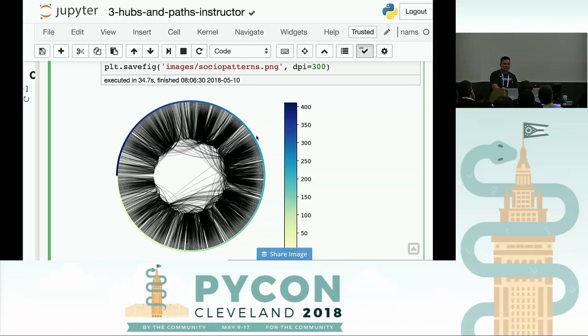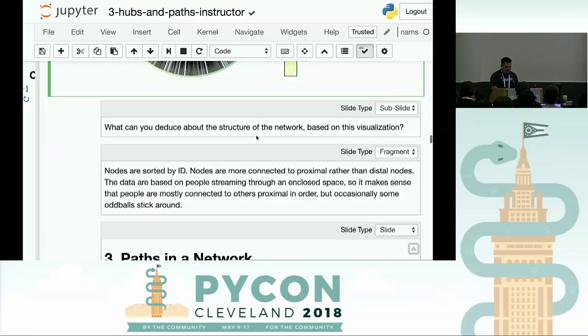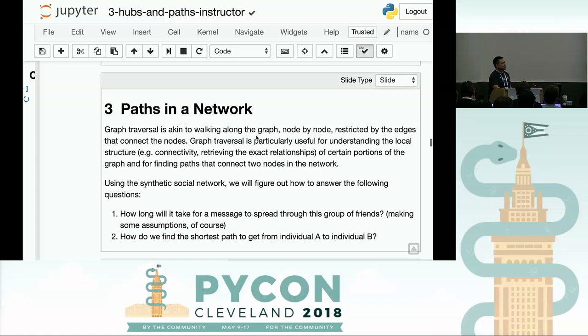All right, any questions about this so far? Okay, all good? All right. So that's just a little bit of a thing that I hope you'll consider trying in your next network project. So let's move on to this next thing called pathing, right? So finding paths in a network. Finding paths in a network is important for the purposes of finding those important nodes.